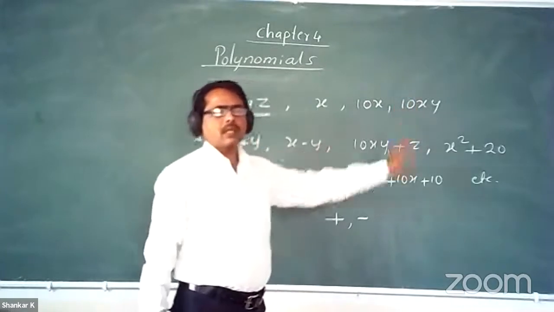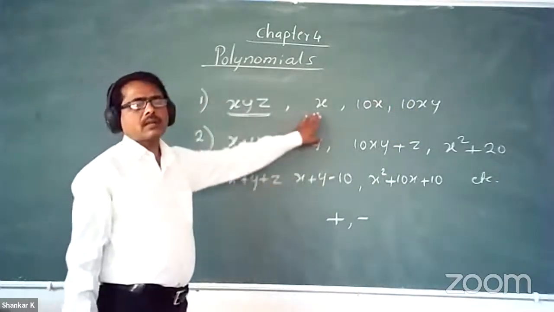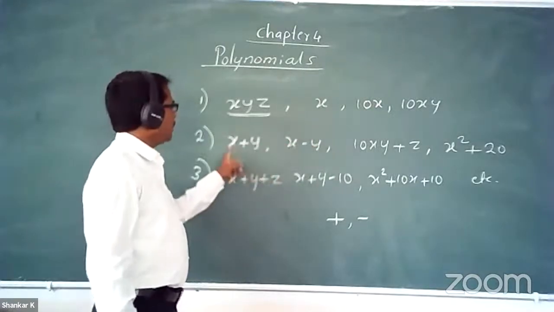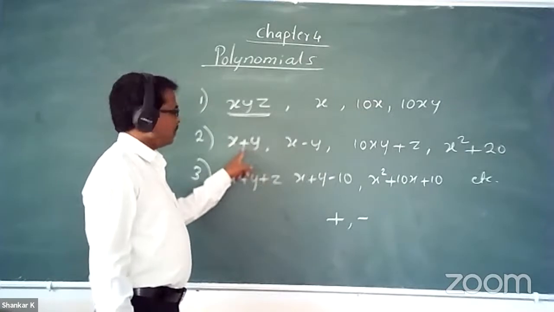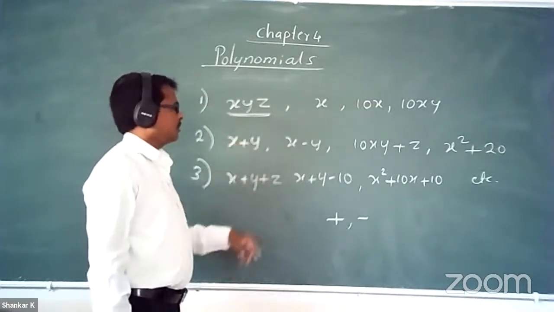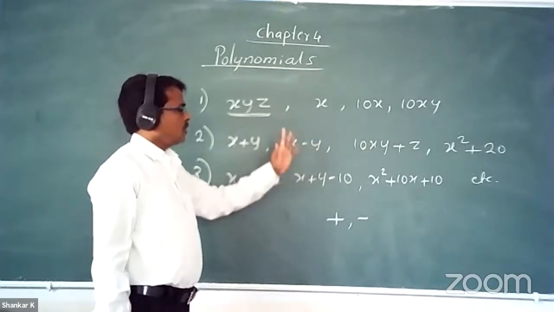10xy is a single term. Here x is also a single term. Here how many terms are there? x and y are separated by a plus sign, so here are two terms. x and y are separated by a minus sign, so here also there are two terms.